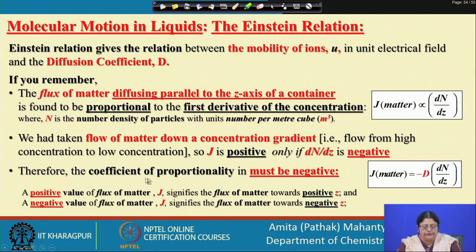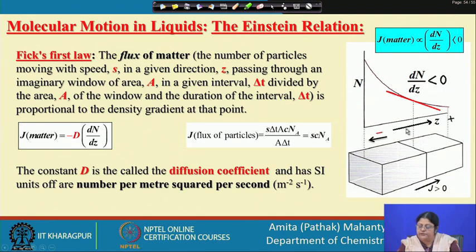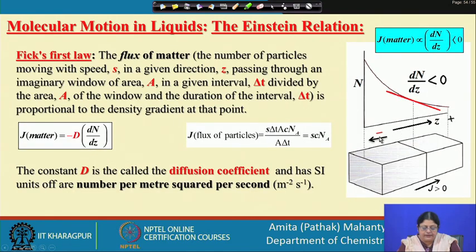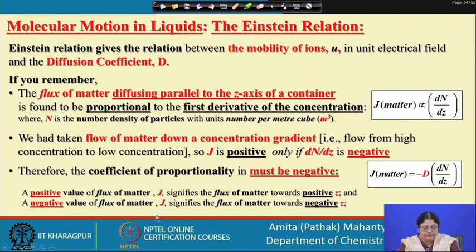And the coefficient of proportionality must be negative, because the flux is to be positive. When we say the value of flux is positive, it signifies that the flux of matter is moving towards the positive z direction. This is the positive z direction, and if it is moving towards the negative z direction, then the flux is taken to be negative. So, the flux should always be positive and the gradient is negative. To have the total flux positive, I must have a proportionality constant which takes the negative term.